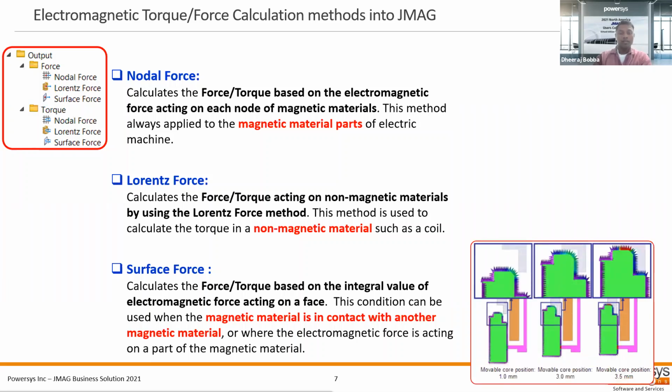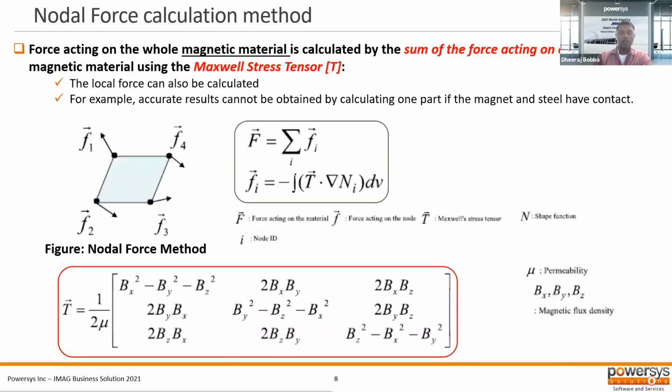And again, here's an example of an actuator with the plunger moving. At the end of the transient, the plunger is in contact with the metal part on the top, and this is where a nodal force is not applicable, and we have to switch to a surface force calculation.